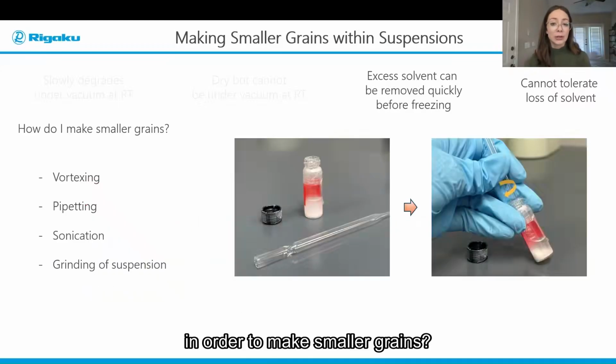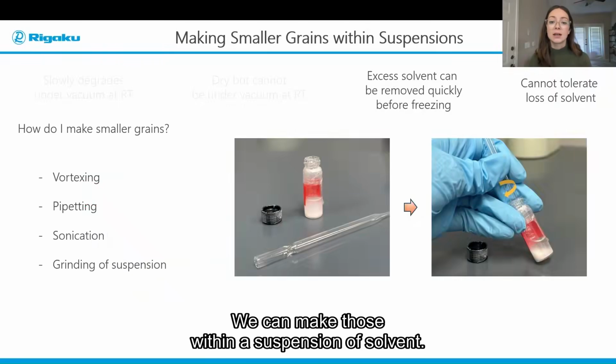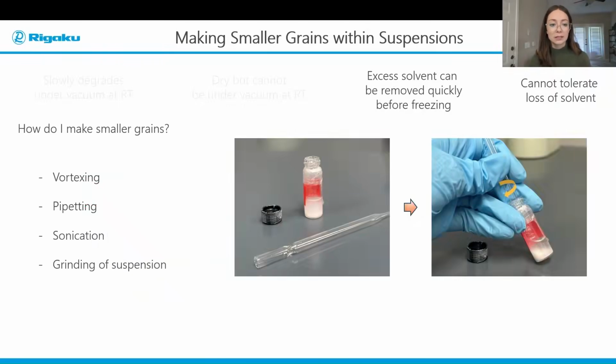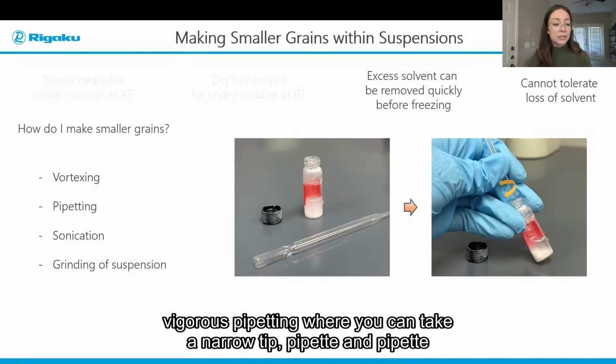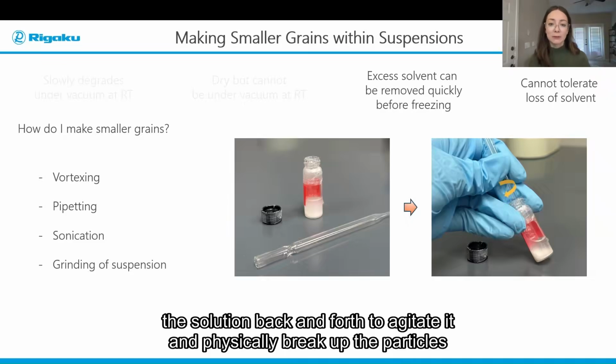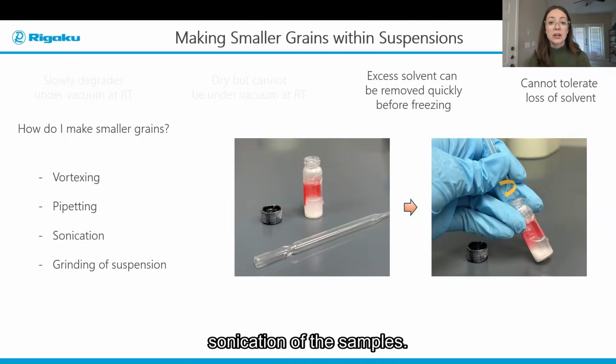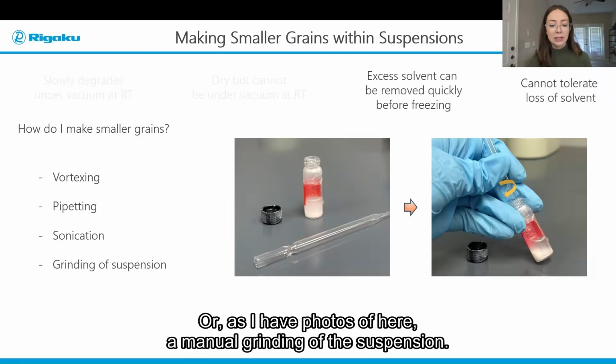In order to make smaller grains, we can make those within a suspension of solvent. That can include things like vortexing a suspension, vigorous pipetting, where you can take a narrow tip pipette and pipette the solution back and forth to agitate it and physically break up the particles, sonication of the samples, or, as I have photos of here, manual grinding of the suspension.